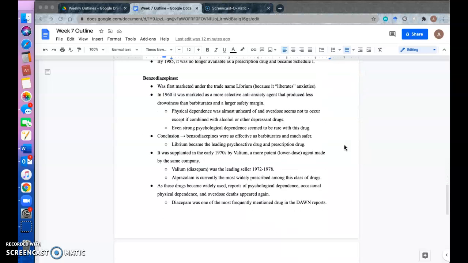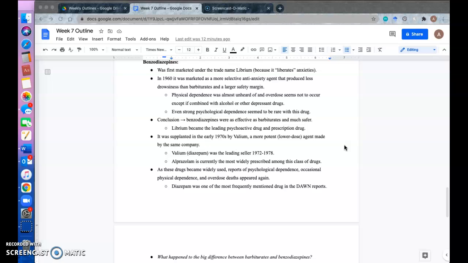It was first marketed under the trade name Librium, possibly because it liberates anxieties. In 1960, it was marketed as a more selective anti-anxiety agent that produced less drowsiness than barbiturates and a larger safety margin. Physical dependence was almost unheard of, and overdose seemed not to occur except if combined with alcohol or other depressant drugs. Even strong psychological dependence seemed to be rare with this drug.